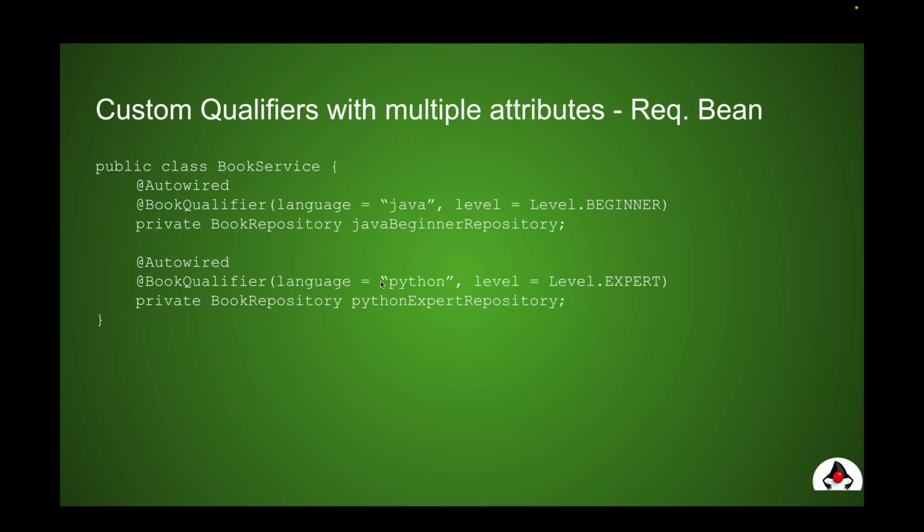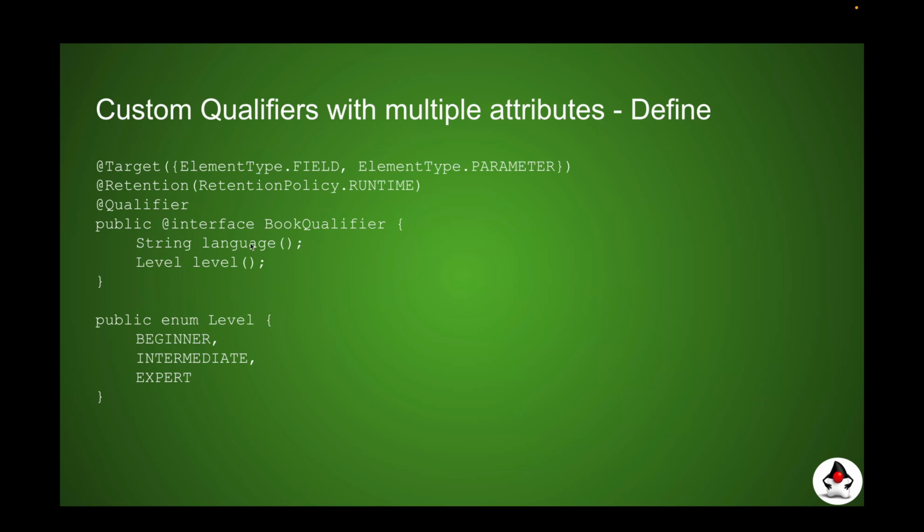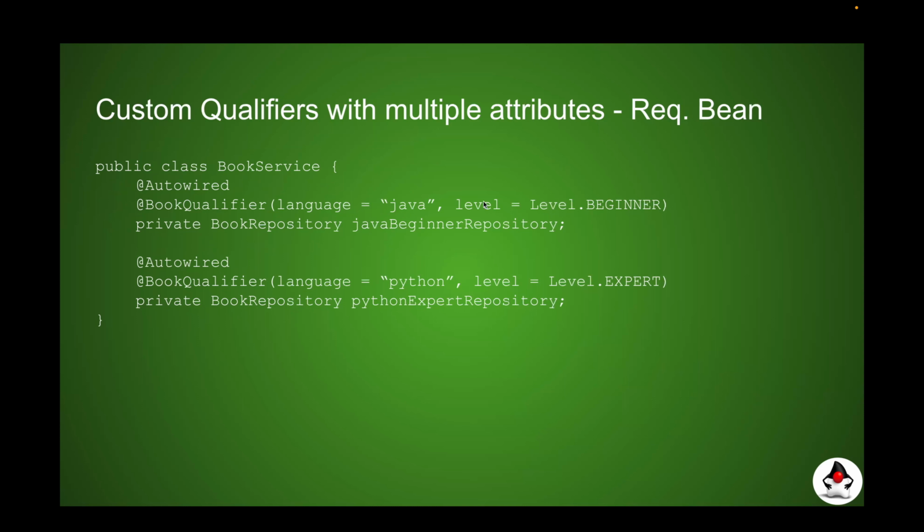And after that, whenever we request any bean, we can use the qualifier name, and then we can define all the attributes just like we use any annotation. So we define language, and language should be string because we have defined the type of language to be string. The type of level should be a level, so level can be Level.beginner or Level.expert.